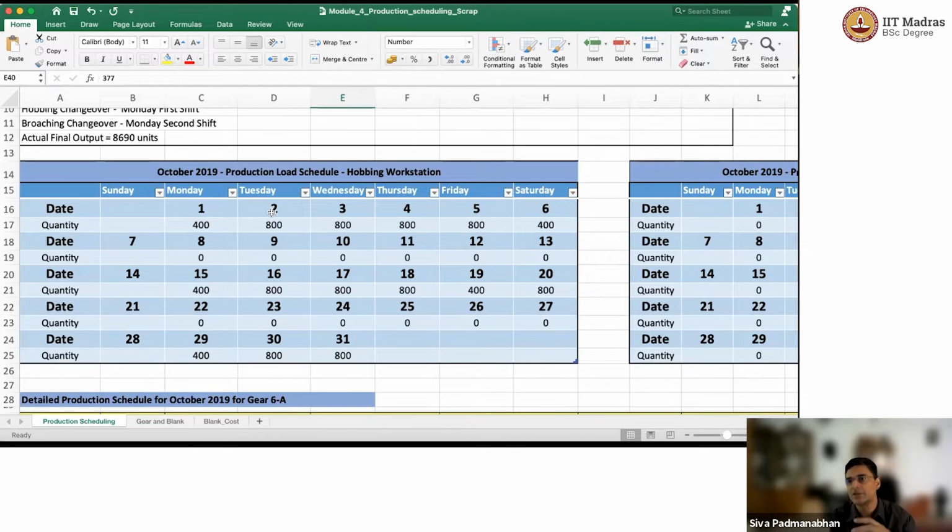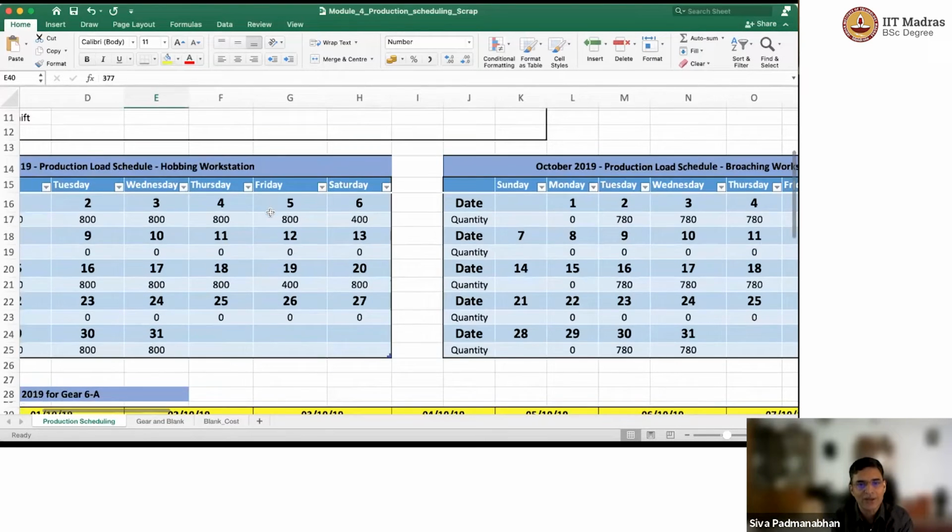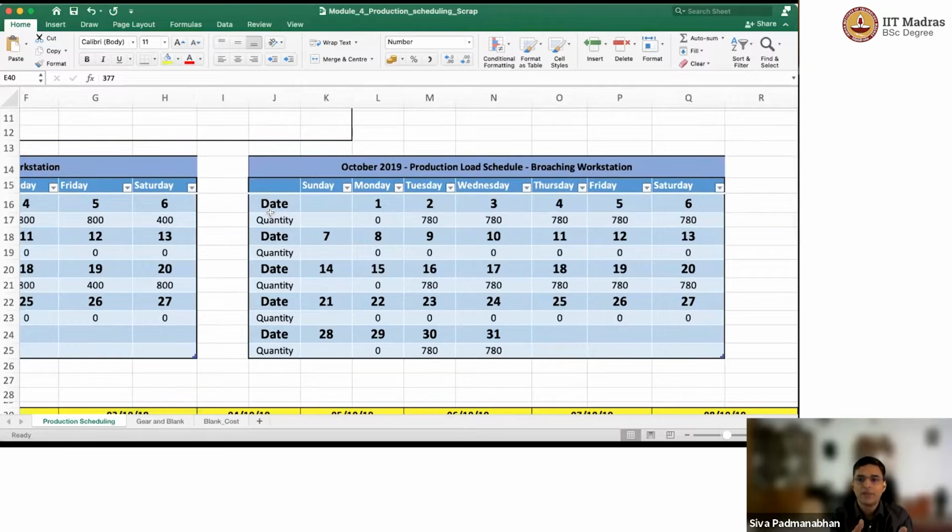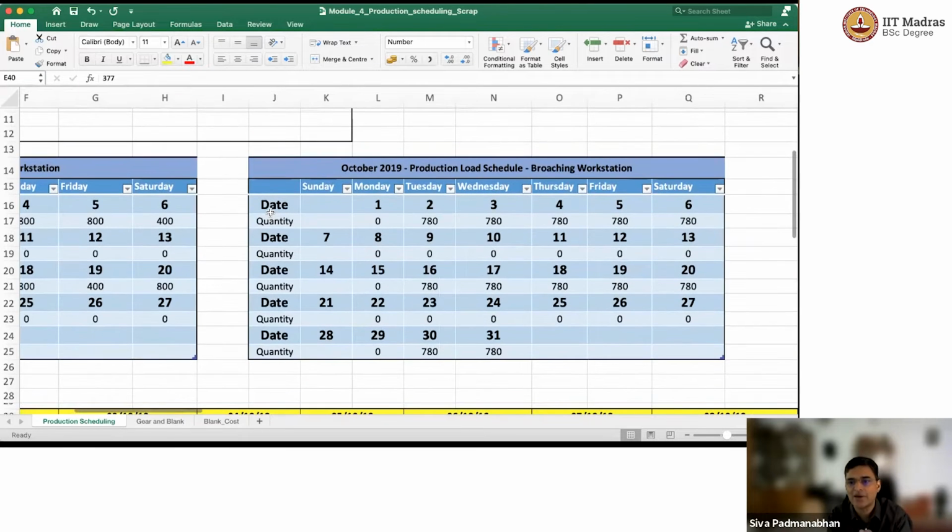They make multiple products, and they have to change over from one product to another, and the machine has to be set up to make the new product. So this is the picture for October 2019. This is what I want to make for the hobbing workstation, and the next calendar shows what I want to make in the broaching workstation.